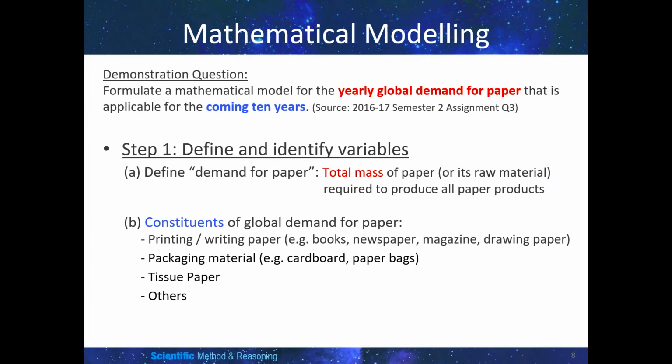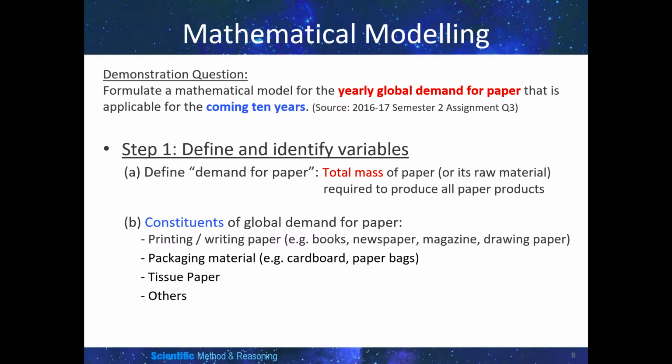So, let's try out this question. The first step is to define and identify the variables. We will first need to define demand for paper. What do we mean by demand for paper? It is defined as the total mass of paper, or its raw material, required to produce all paper products.